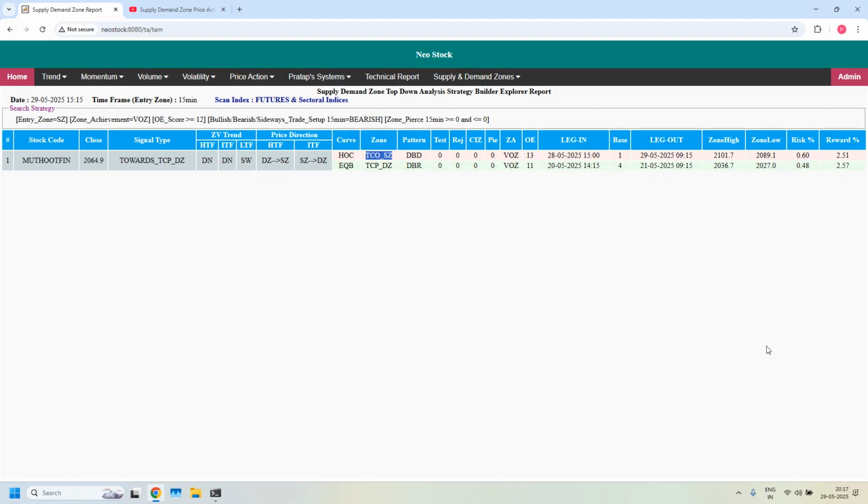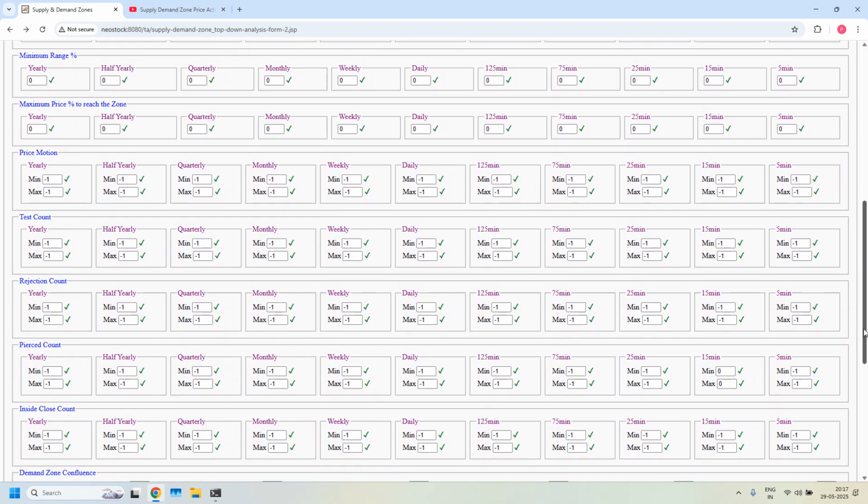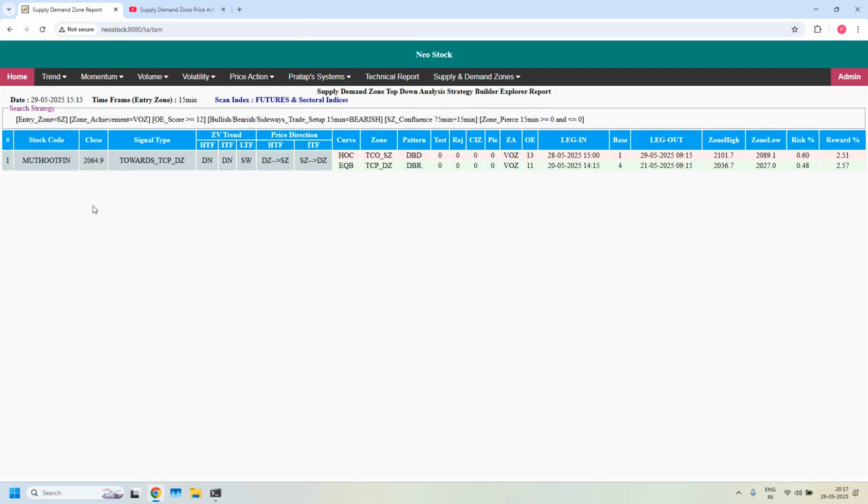Let's verify the probability of this 15 minute supply zone. First, let us check whether this has ITF supply zone confluence or not. That is the 15-minute supply zone with the 75-minute supply zone filter enabled. By applying the filter, the stock is filtered. That means this 15-minute supply zone overlapped with the 75-minute supply zone. And the 75-minute trend is a downtrend.